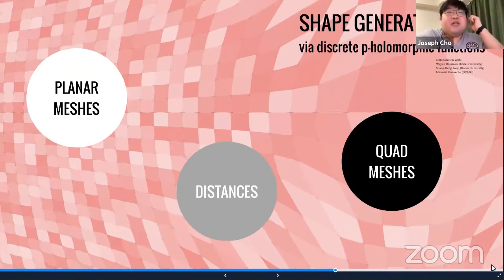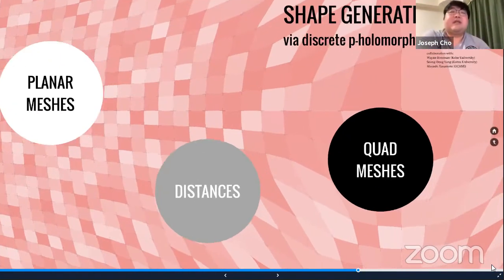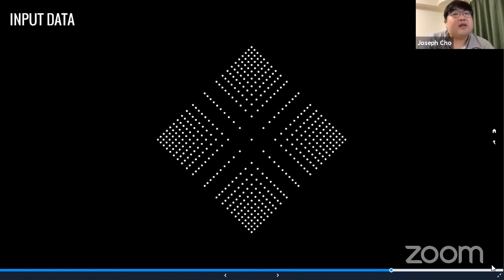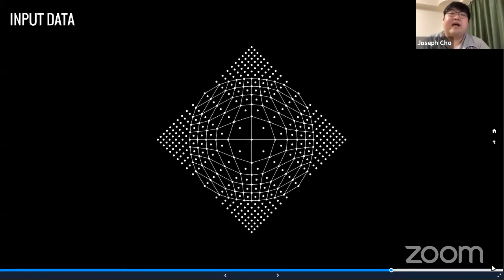Okay, so now let's talk about how to actually make these shapes. So we're going to look at quad meshes. What does the input data look like? An example of input data looks like this. You can think of all of these points as an intersection of lines that are at 45 degree angles and perpendicular to each other. And then you take the diagonal lattice, what we call a diagonal lattice, like this. If you follow along these lines, then you can see that we're going in the diagonal direction from the lattice that I explained before.